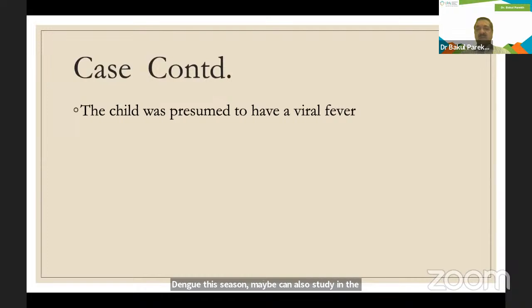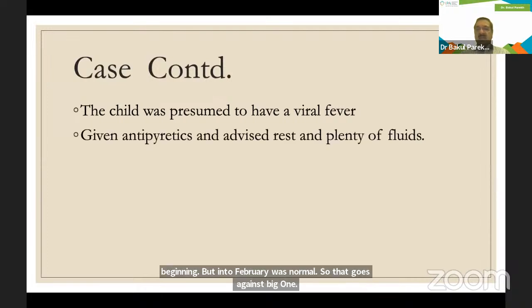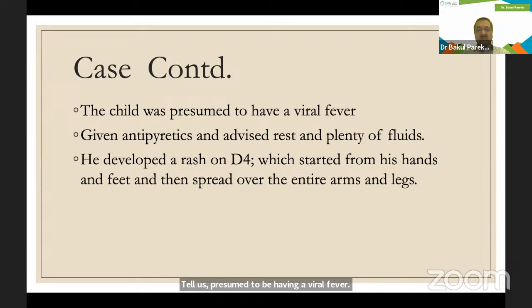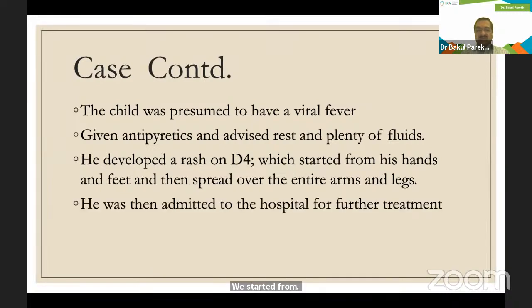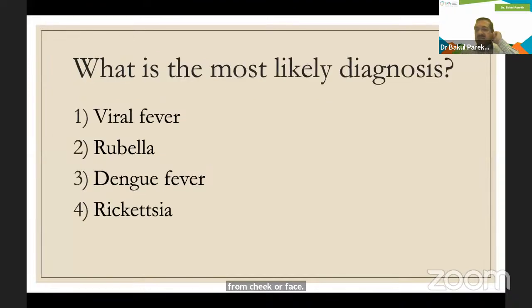The child was presumed to be having a viral fever, given antipyretics and advised rest and plenty of fluids as usual, and he developed a rash on day 4. It started from his hands and feet and then spread over the entire arms and legs, not from the cheek or face. He was admitted to the hospital for further treatment, and the differential again was dengue because of monsoon season, maybe German measles or any of the viral illnesses with exanthema, or maybe rickettsia because this child was coming from Solapur.